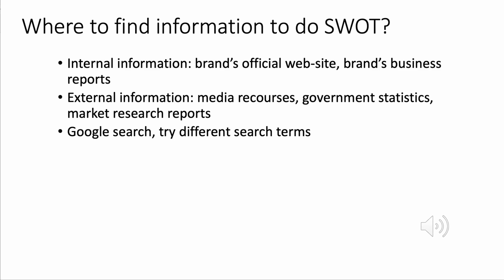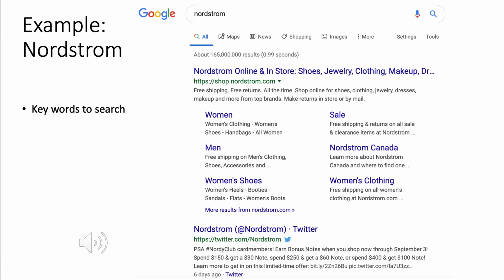So where can we find information to do the SWOT for my brand? For internal information, you want to look at the brand's official websites and the brand's business reports. For external information, please look for media resources, government statistics, and market research reports. The most powerful tool will be Google search. Please try different search terms. I'm going to give some examples in the following slides.